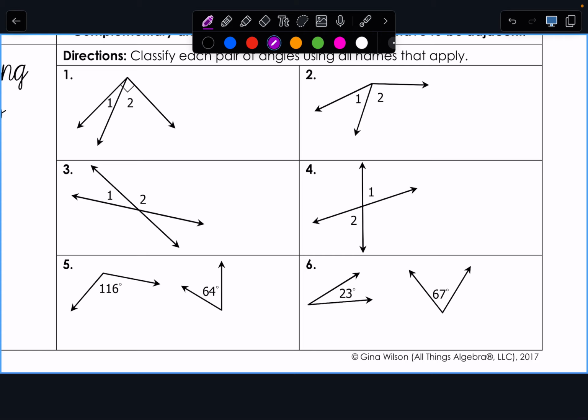Got them all? Oh, my bad. My bad, guys. Wrong one. Now we're even.